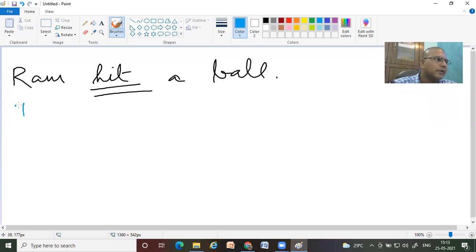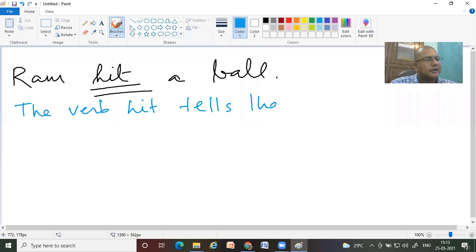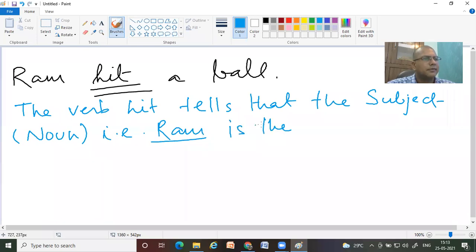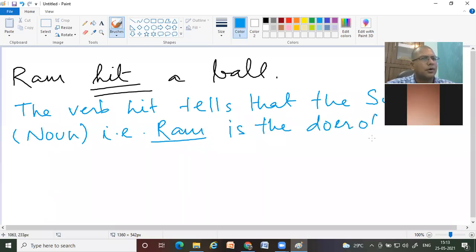Now, the verb hit tells that the subject, denoted by the noun, again, I am making it short, noun, that is, what is the subject here? Ram is the doer of the action.